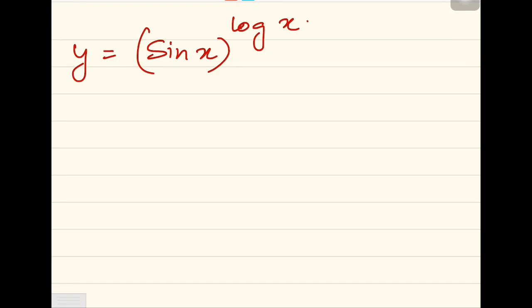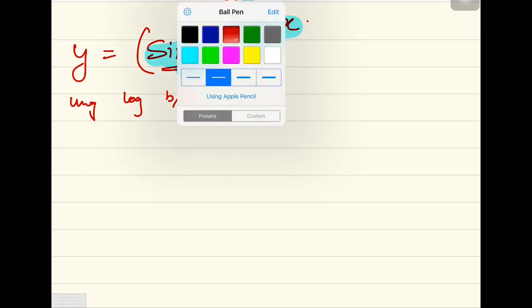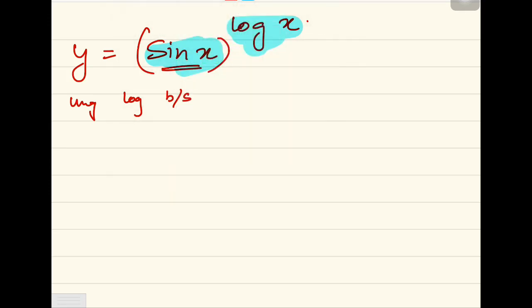Correct. Okay, so first let us do this by the primitive old method, that is using logarithm on both sides. You see, the base is also in terms of x and the power is also in terms of x, so I cannot differentiate this directly, so I'll have to use log. So using log both sides, what do you get? I'll get log y equals log of (sine x) to the power log x.